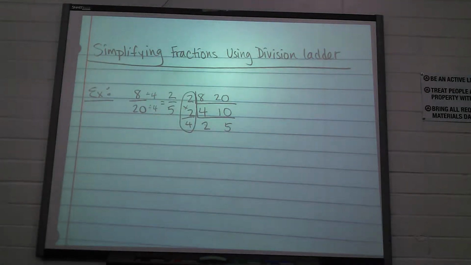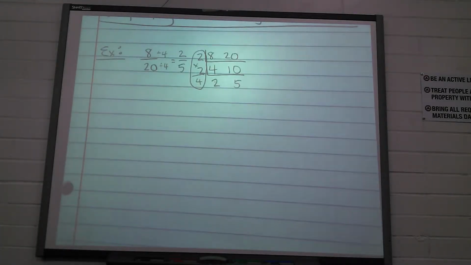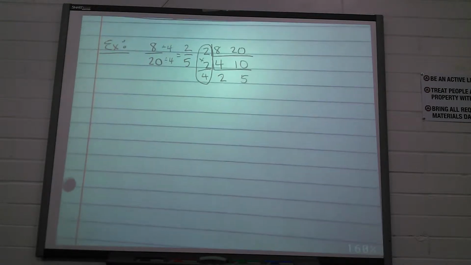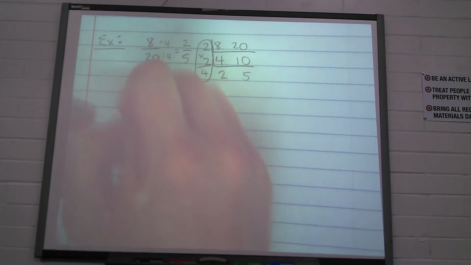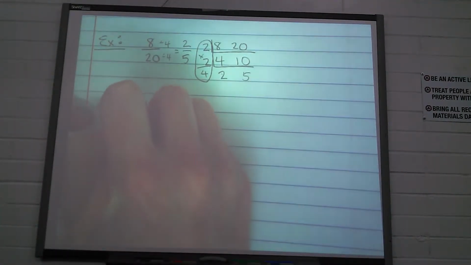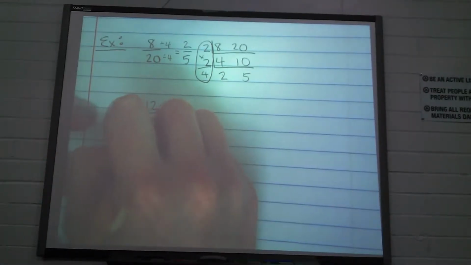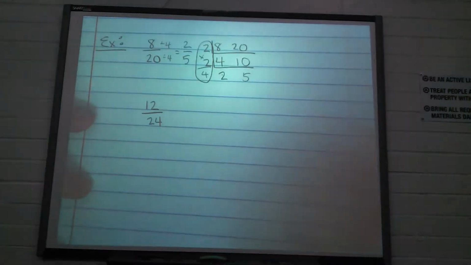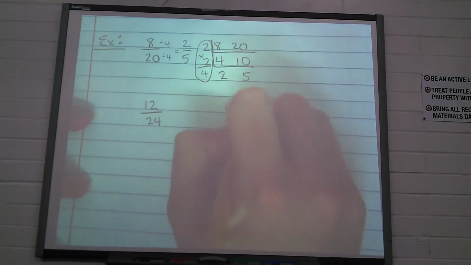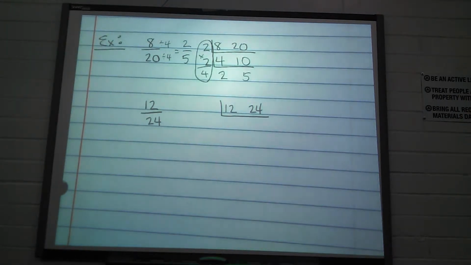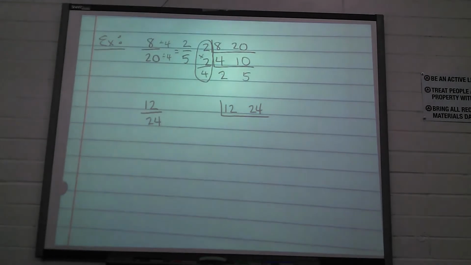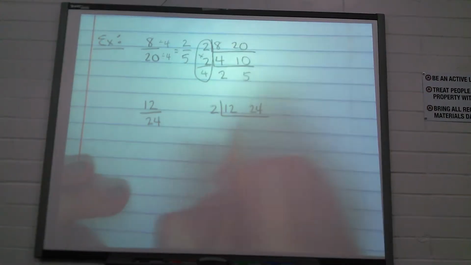Take a look at that for a second, and then we're going to do another example and see if we notice anything about our work and our answer. Okay, next example. Our next example is 12/24. I'm going to go off to the side, just like we always do when we use the division ladder. Draw our upside down division signs, and start with our divisibility rule. Can 2 go into both of these numbers? Yes, because they are both even numbers.